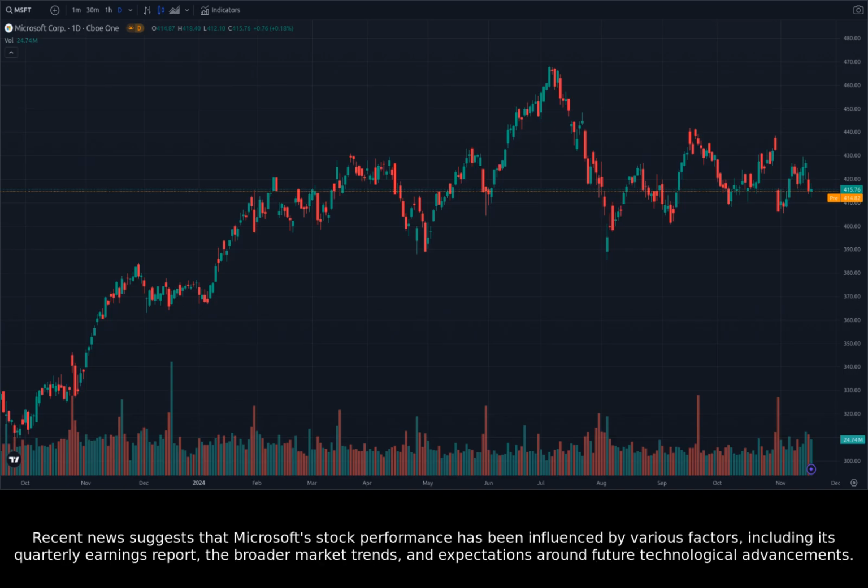Recent news suggests that Microsoft's stock performance has been influenced by various factors, including its quarterly earnings report, the broader market trends, and expectations around future technological advancements.